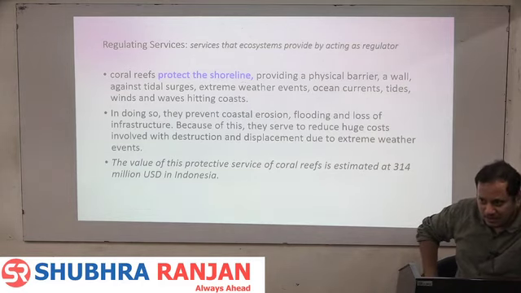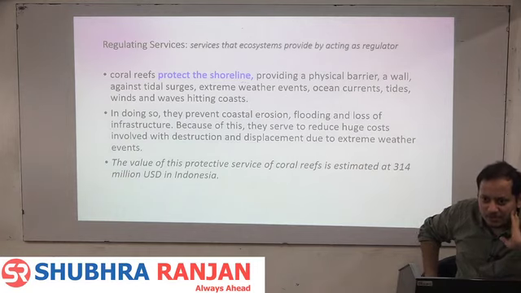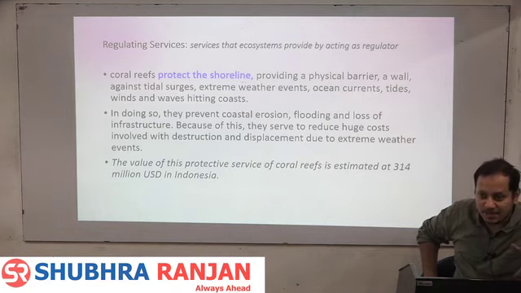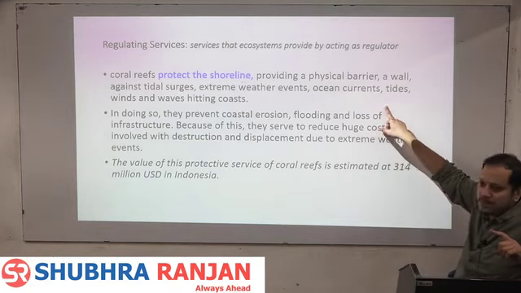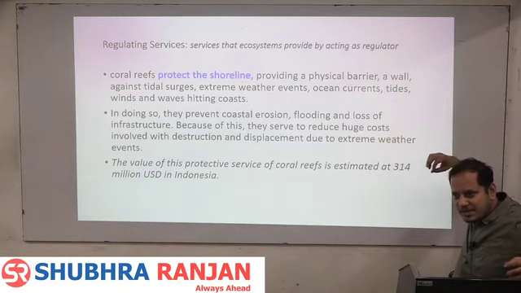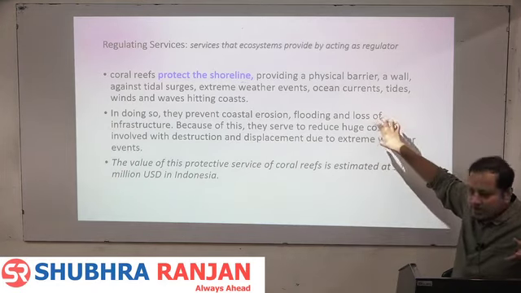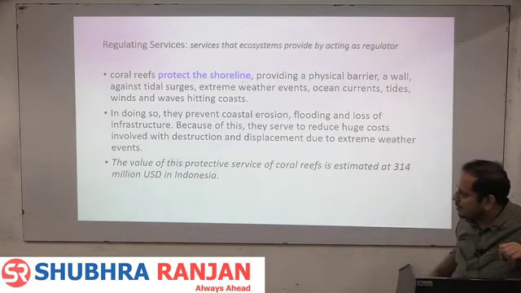Has anyone gone to Andaman and Nicobar from the classroom? Are there waves there? Yeah, waves are absent in Andaman and Nicobar. Absent. Why? Because waves are stopped by the corals. Go to Goa, go to Mumbai, you will see waves coming directly and hitting the coast. Fine. So this is the first point.